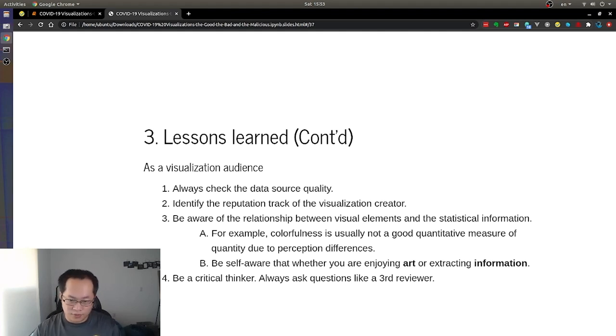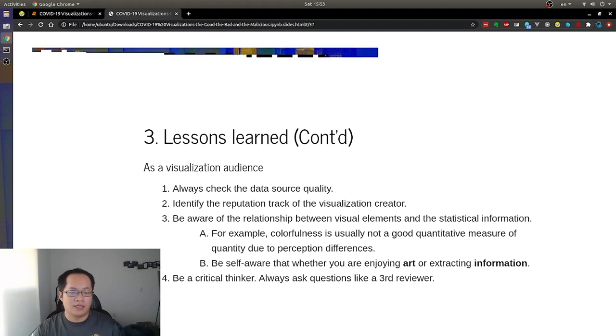For example, colorfulness is usually not a good quantitative measure of quantity due to perception differences. So the difference between 10% transparency and 20% transparency, which can be alpha, may be seen differently by different people. So you should be self-aware of whether you are enjoying art or you are extracting information. So don't be misled because it's just beautiful or it's just creative. Yes, creativeness is important. Beautifulness is also important, but always be aware you are extracting information.